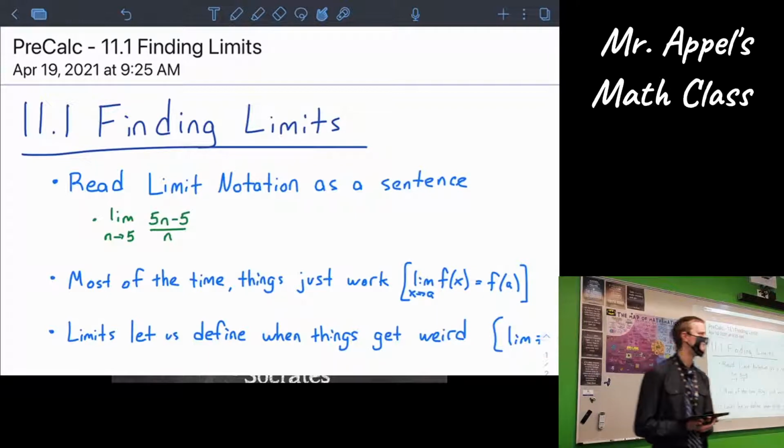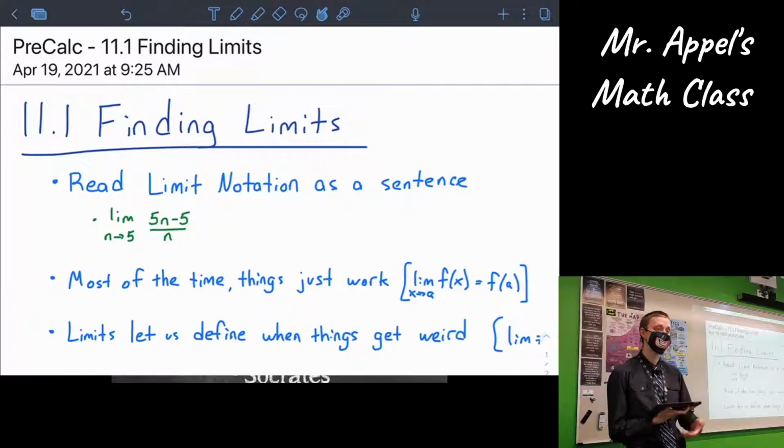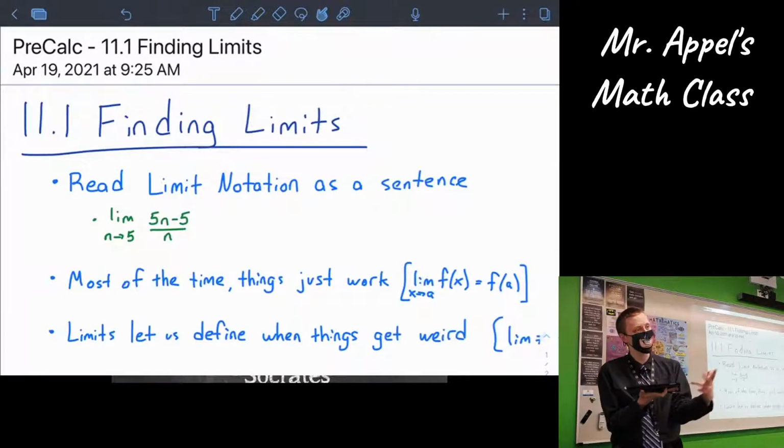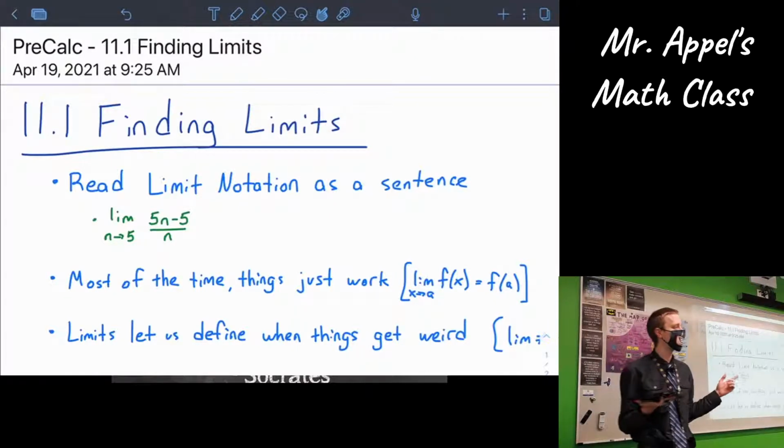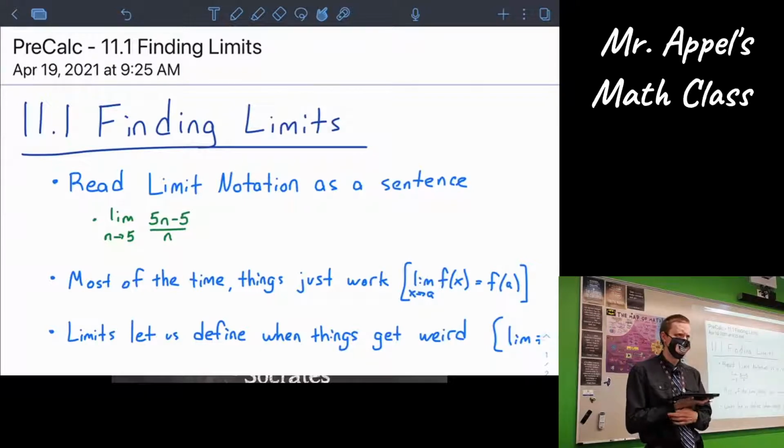Like the exam we take is going to be about finding limits. Well, this is the first section of the chapter. Yes. So it's about Chapter 11. Yeah. And the first section of chapter 11 is on finding limits. This is the basis of calculus. Right? We talked a little bit about that, right?